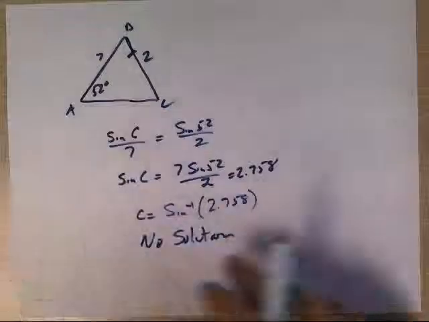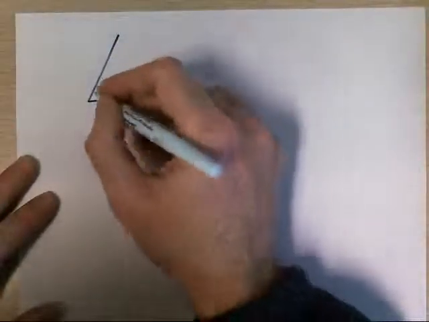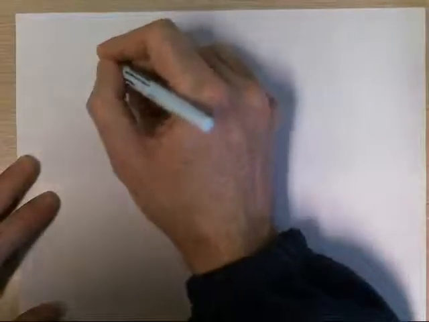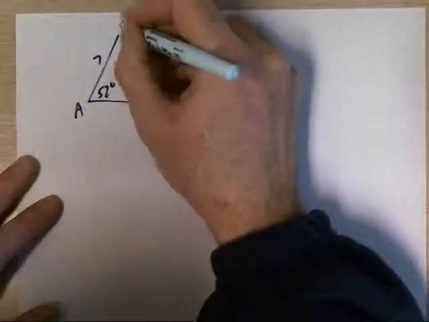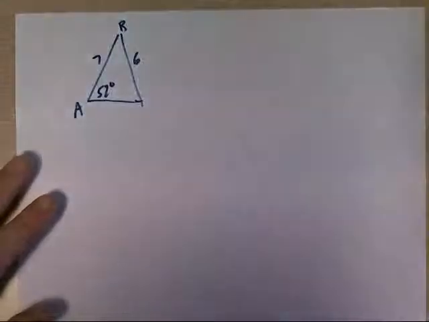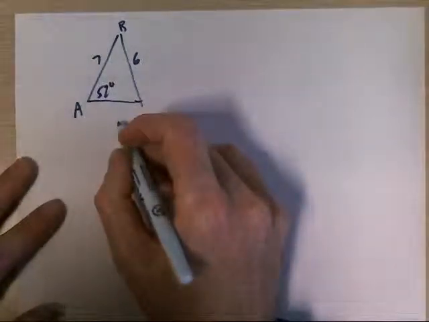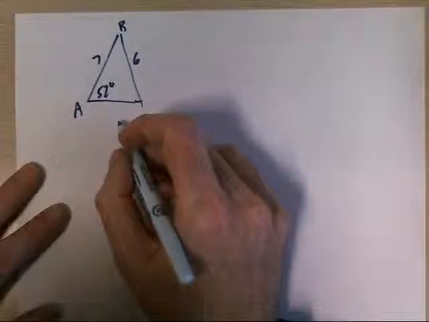Let's try the same angle. Try this again here, and we got ourselves a 52-degree angle. We got a side length 7. This is A, this is B. This time let's call this 6. Okay. So what's going to happen?